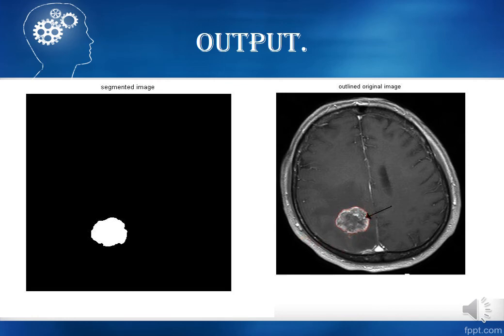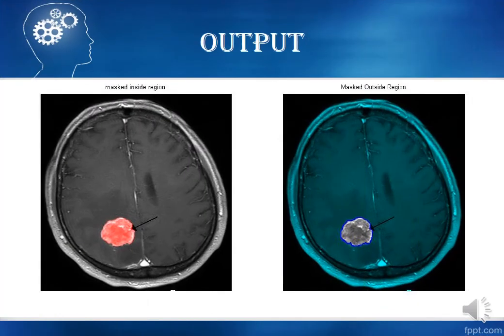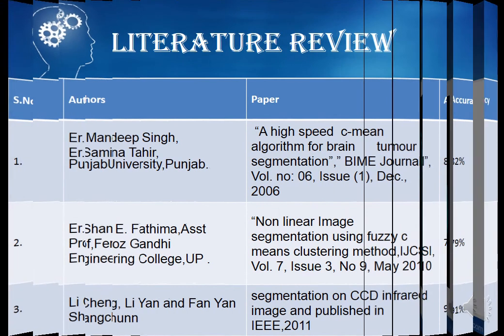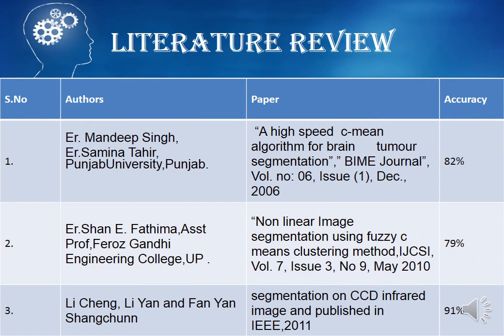Now I want to differentiate the tumor region from the normal region. So in morphology, this red color indicates the tumor region, while the blue color indicates the normal region. I hope my accuracy level will be more than 85%.